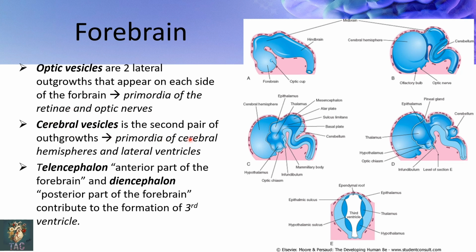The cerebral vesicles are the second pair of the outgrowth. So these are the cerebral vesicles. These are the second pair of outgrowths, and they will form the cerebral hemispheres, and their cavity is called the lateral ventricle. So the telencephalon is the anterior portion of the forebrain and the diencephalon is posterior. This one is the anterior or rostral portion, and this is the more median portion or posterior part of the forebrain, which is forming the diencephalon.